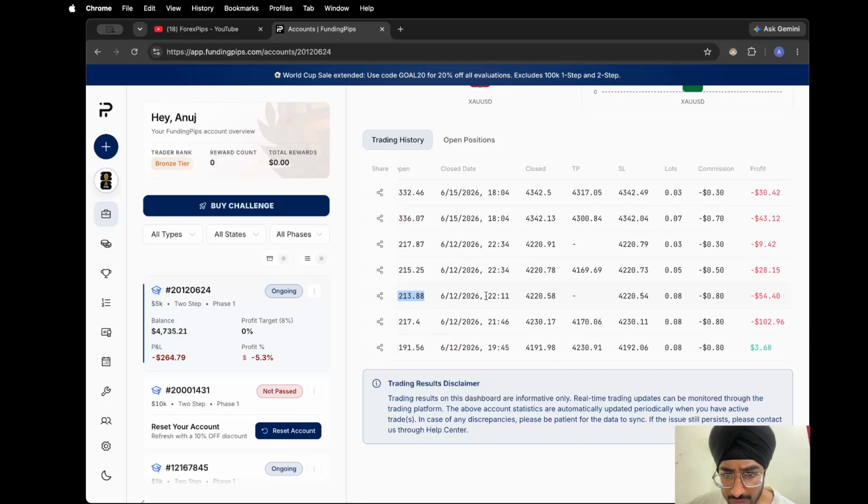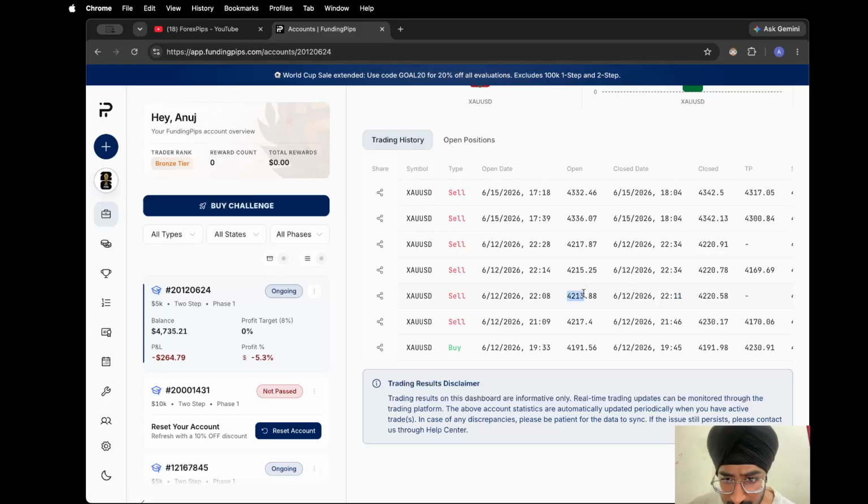Again a re-entry at 4213, at 22.8. This is closed. So this is 4213 at 22.8.